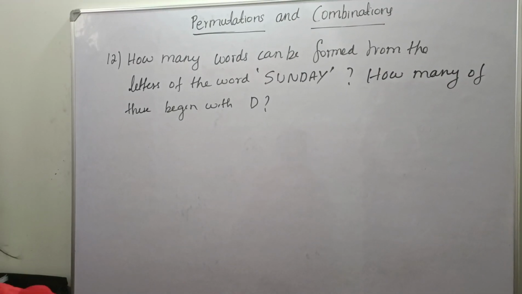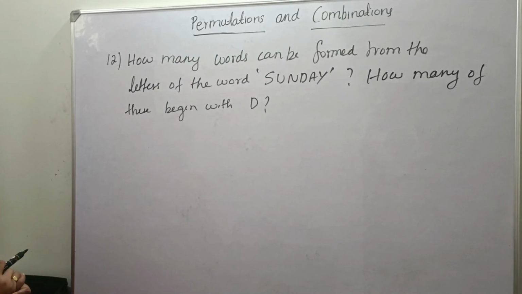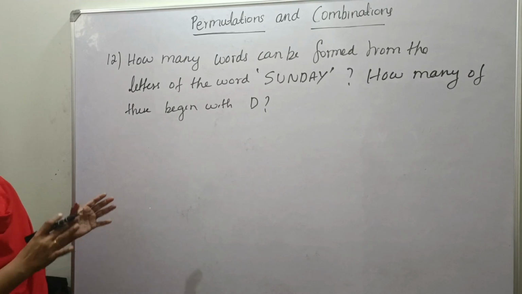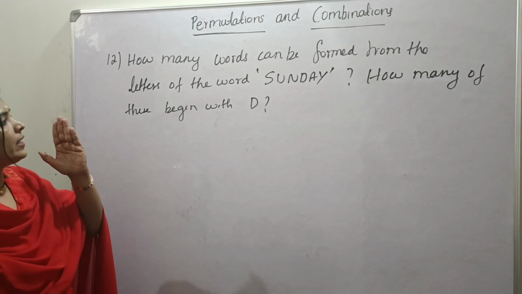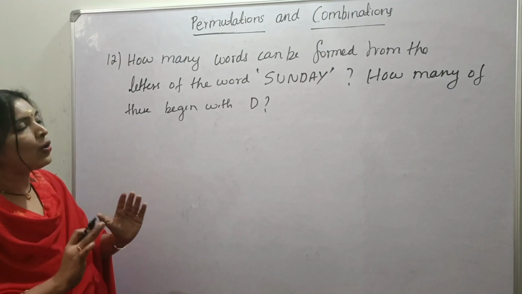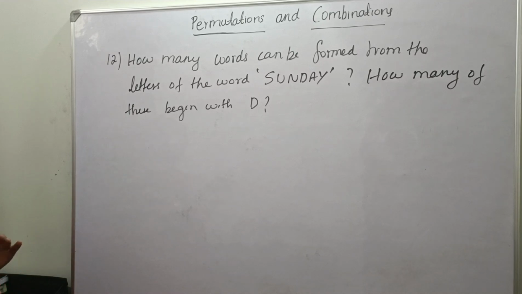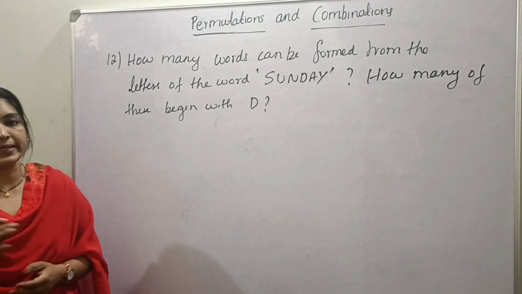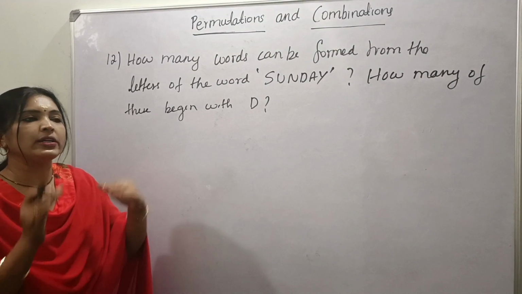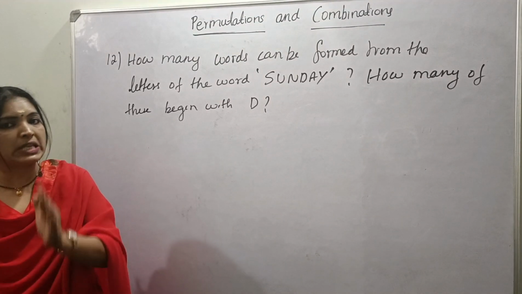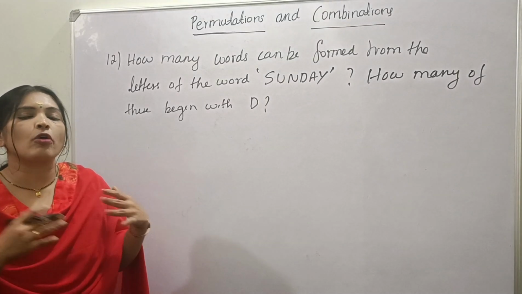Next question. How many words can be formed from the letters of the word Sunday? How many of these begin with a D? From the word Sunday, we have to form all the words. Total there are 6 letters, right? So we have to find the number of arrangements of 6 things taken all at a time. This problem is of permutation.